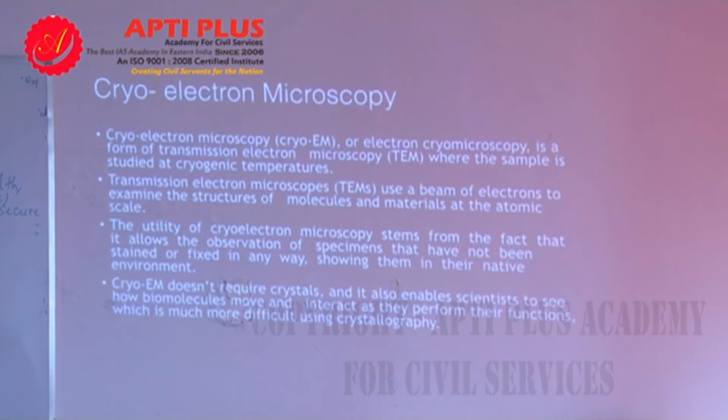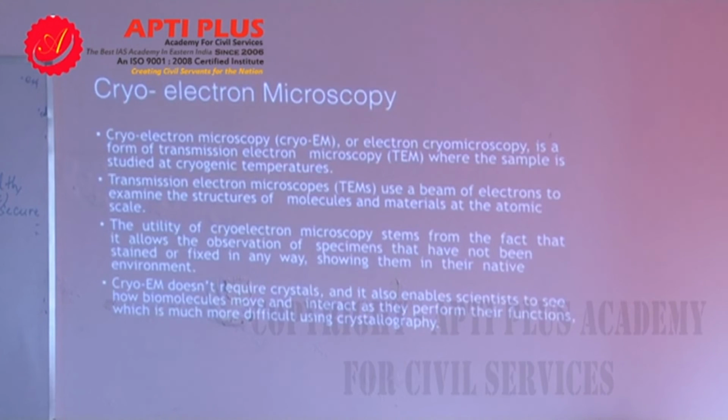Cryo-electron microscopy, cryo-EM or cryo microscopy, is a form of transmission electron microscope, a form of TEM. Now what is given? The sample is studied at cryogenic temperature, sub-zero temperature. Transmission electron microscope uses a beam of electrons to examine the structure of a molecule or any kind of structure. Now what is given here?